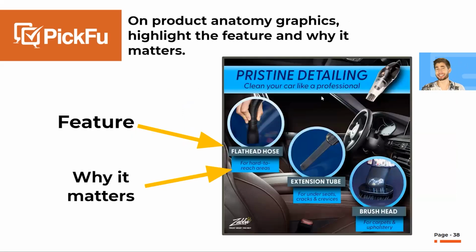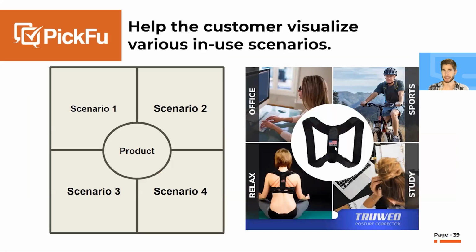When you're doing a product anatomy graphic, so saying, hey, here's a part of the product that I want you to focus on, don't just say, hey, here's a flathead hose. You need to understand why it matters. So put the feature and very quickly why it matters. Flathead hose is perfect for those hard to reach areas, right? Much more impactful. Again, going to help that customer check off those boxes in the brain.